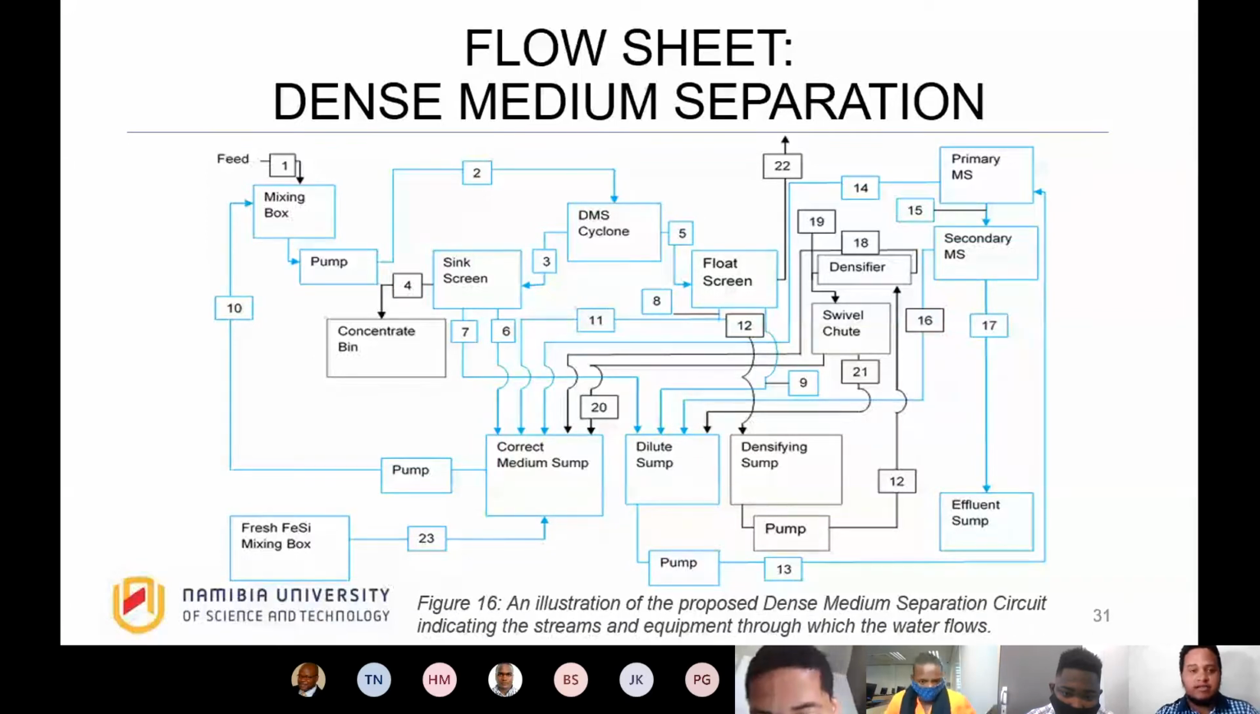This flow sheet shows the flow of your water, which is also, as you can once again see, mostly recirculated throughout your entire circuit.